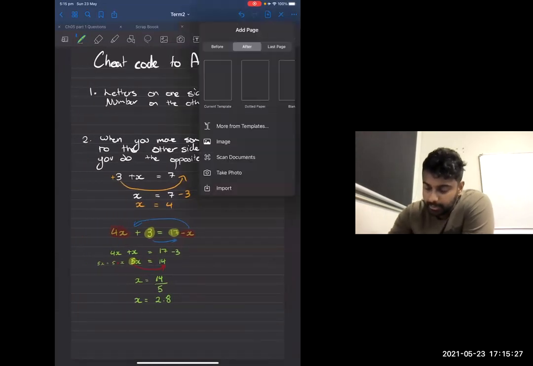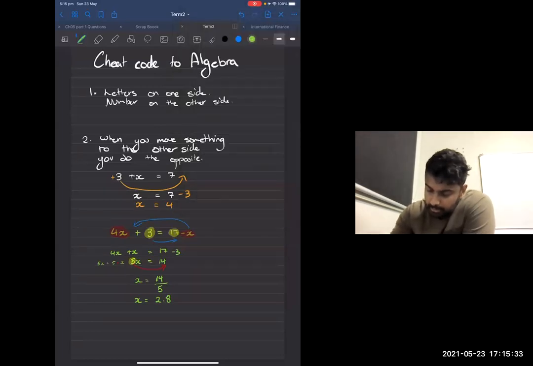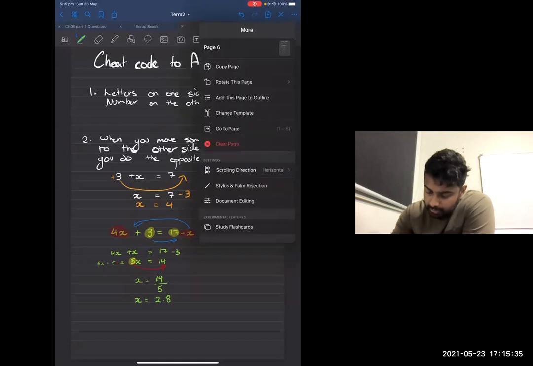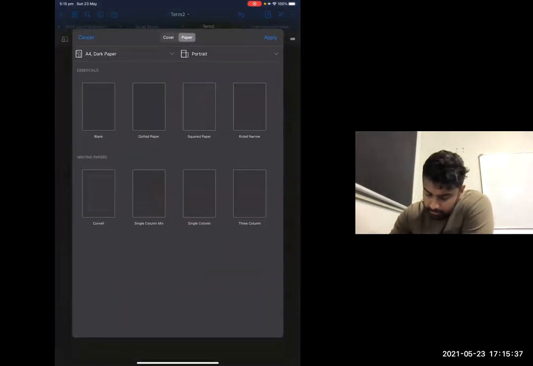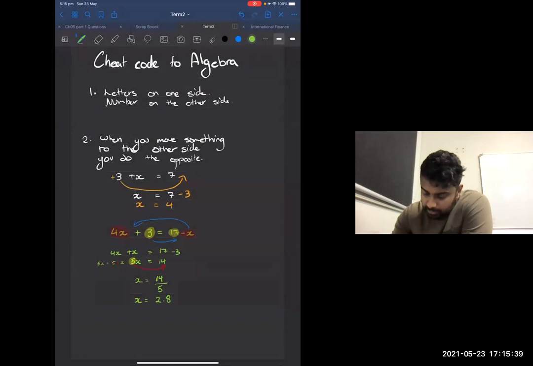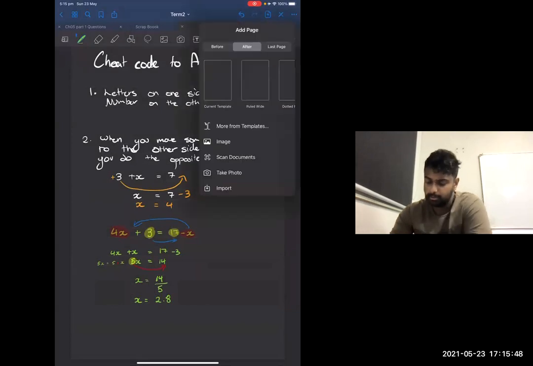Now I want to go through another thing. Actually, let me just change the template of this page to black. All right. If anyone wants to screenshot it, you can screenshot it now. Going once, going twice. Sold.